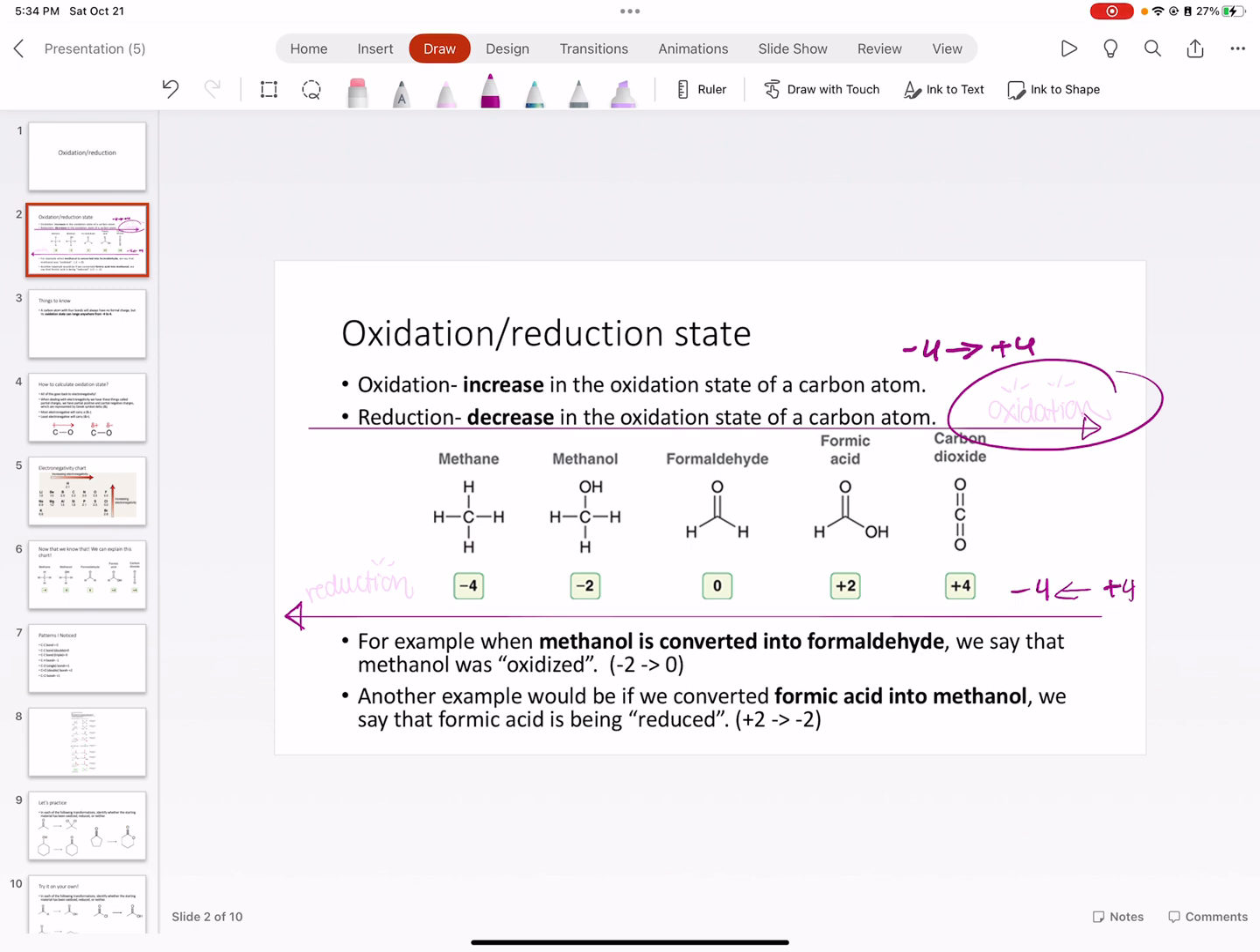For example, if we convert methanol into formaldehyde, we would say that methanol was oxidized because we're going from -2 to 0. Another example would be if we converted formic acid into methanol. Formic acid has an oxidation state of +2, while methanol has an oxidation state of -2. So we would say that formic acid is being reduced. We're going from +2 to -2, which means it's being reduced.